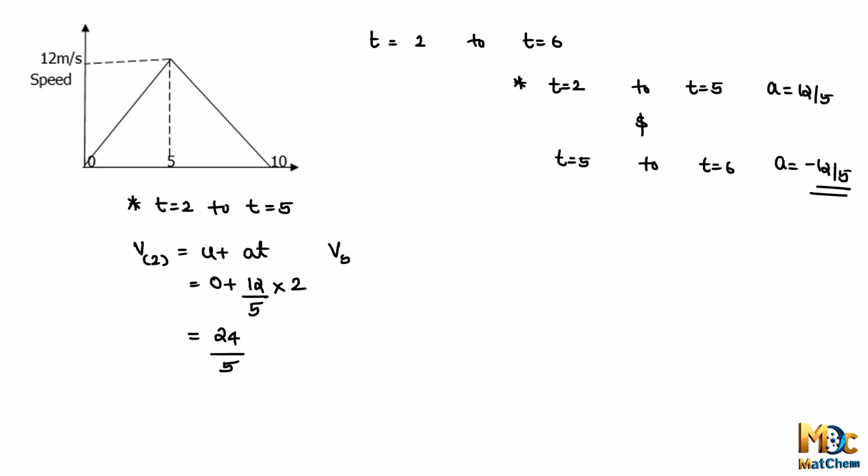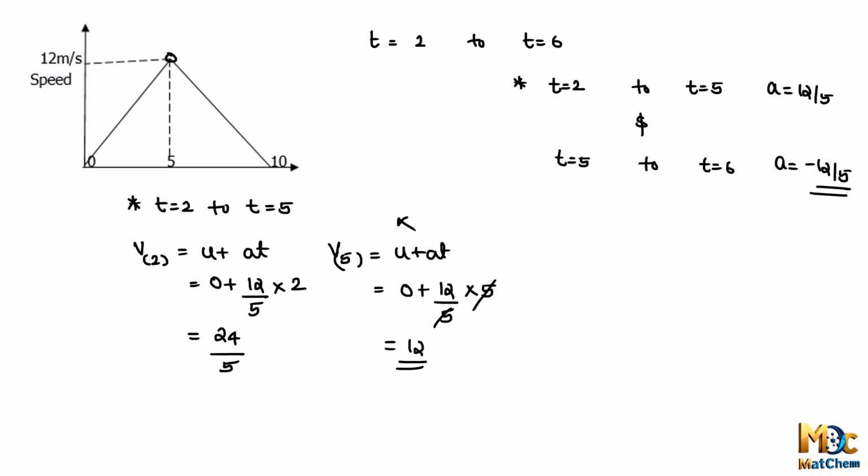So the velocity at the 5th second is equal to u plus at. Its initial velocity is 0 plus acceleration 12 by 5 into 5. 5 and 5 cancel, you will get 12. Therefore, the velocity of the particle at the 2nd second is 24 by 5, and at the 5th second it is 12. There is no need to calculate it because it is already given.